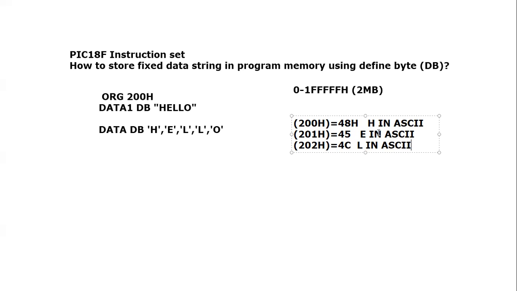This way you can store the ASCII equivalent of strings in program memory, and then you can call it if you need it during the execution of the program. So this is a wonderful way by which you can store string data type as fixed data in program memory using the define byte assembly directive.